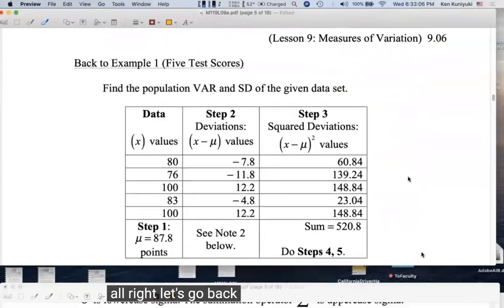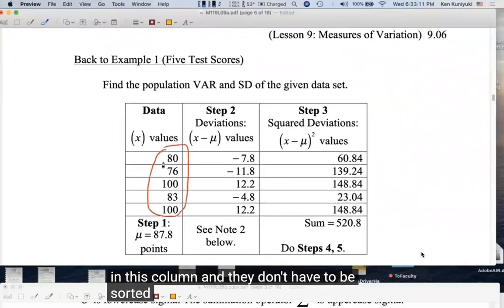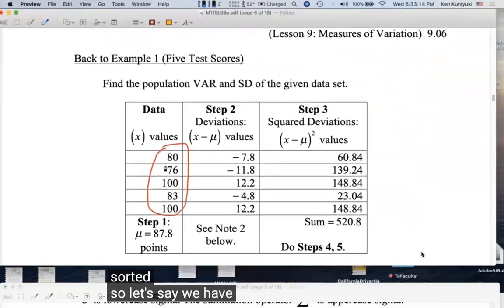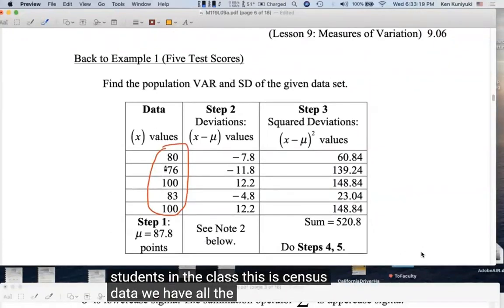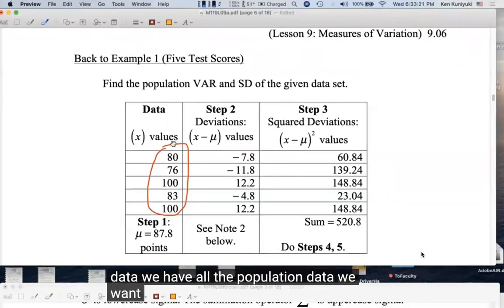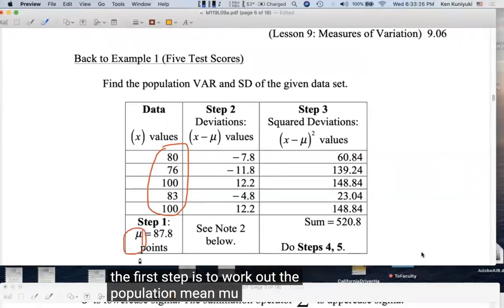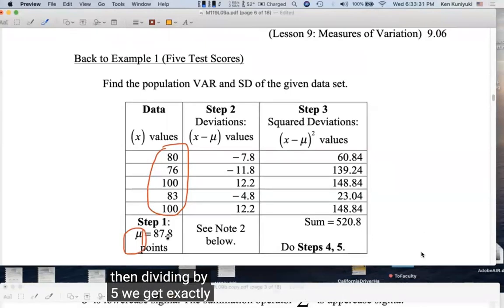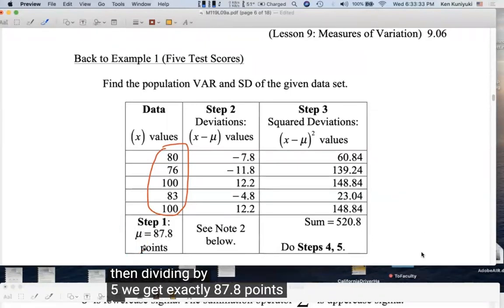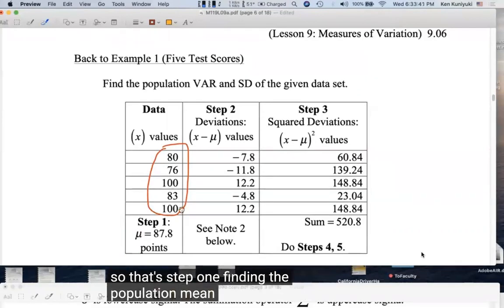All right, let's go back to the 5 test scores from before. I have them in this column, and they don't have to be sorted. So let's say we have the 5 test scores for all 5 students in the class. This is census data. We have all the population data we want. The first step is to work out the population mean, mu. We get that from adding these up and then dividing by 5. We get exactly 87.8 points. In any case, we want to round off to 1 decimal place anyway. So that's step 1, finding the population mean.